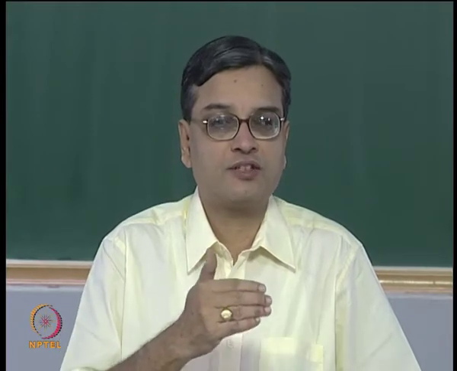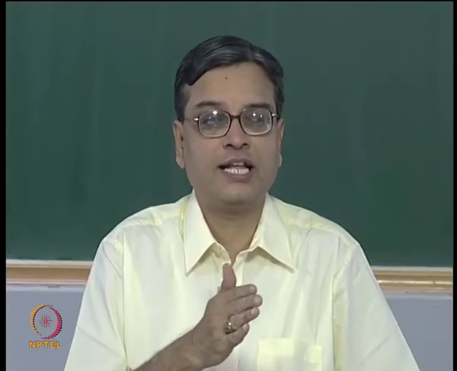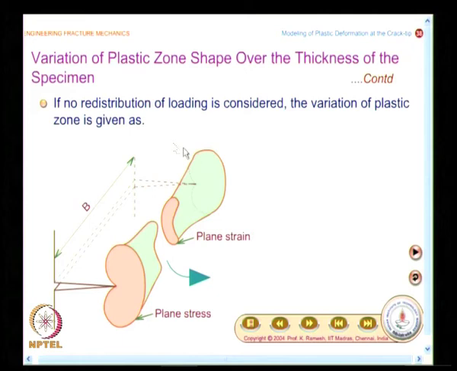See, we have looked at variation of plastic zone over the thickness of the specimen, as well as what happens when the crack proceeds along the length of the specimen, how the situation takes place. We will again have a brief look at that. I had mentioned that if no redistribution of loading is considered, the variation of plastic zone over the thickness of the specimen is given as follows.